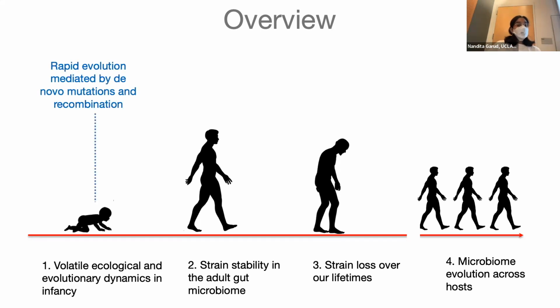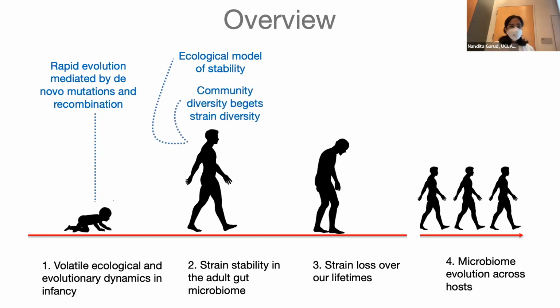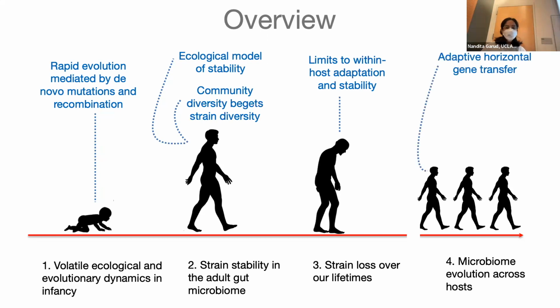So we're going to talk about how there's rapid evolution mediated by de novo mutations and recombination, and how there's an ecological model of stability that we can leverage to quantify what we mean by stable. And talk about how community diversity begets strain diversity. We'll talk about how there are limits to within host adaptation and stability. We'll talk about how horizontal gene transfer can facilitate adaptation across hosts. And then we'll also finally touch on the demography of our gut microbes and the deleterious effects of their mutations. All right, so strap in.